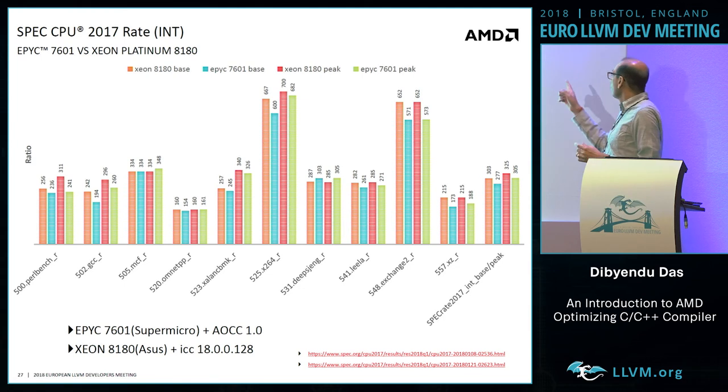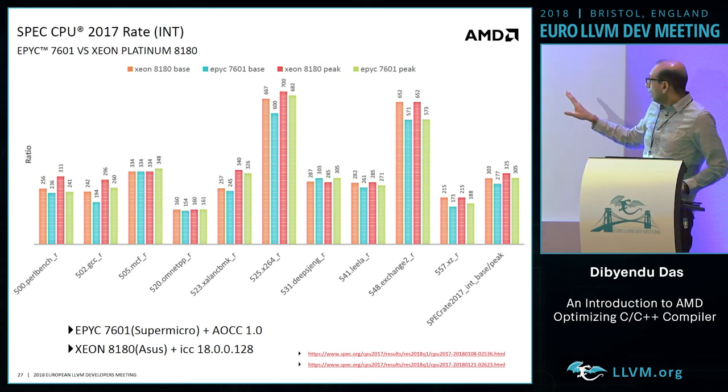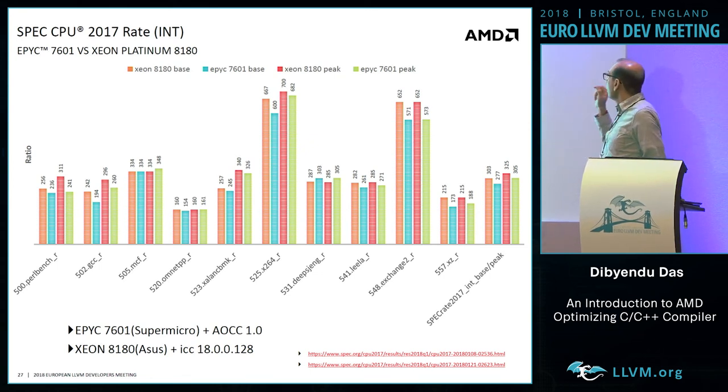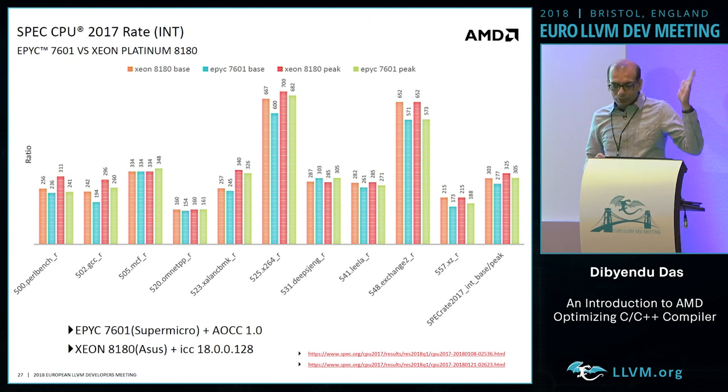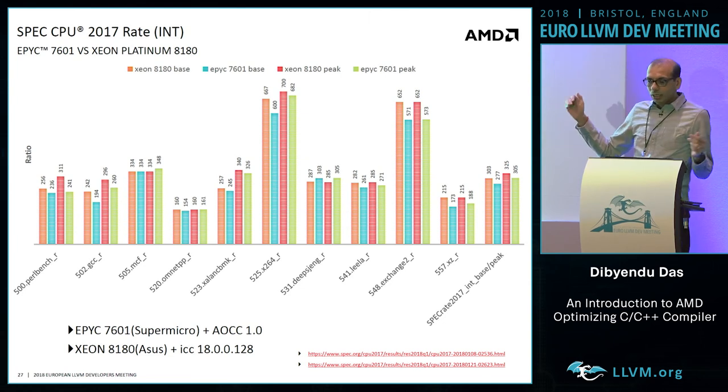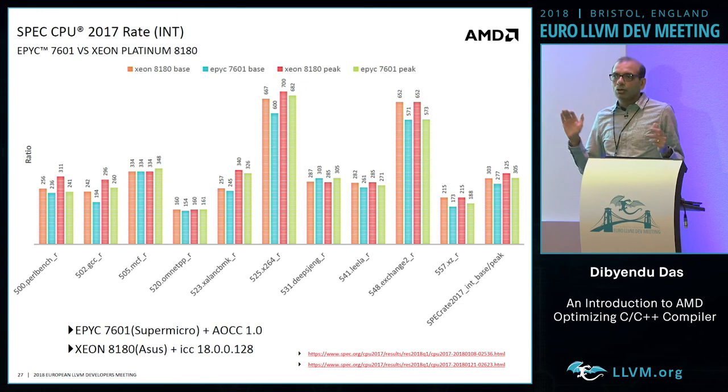And if you look at the scores here, which is the SPEC 2017 rate base and peak, AOCC using EPYC is just about 7% behind Intel. Now, if you just take a normal Clang today from the top of trunk, or GCC, it will easily be 15-20% or higher behind.